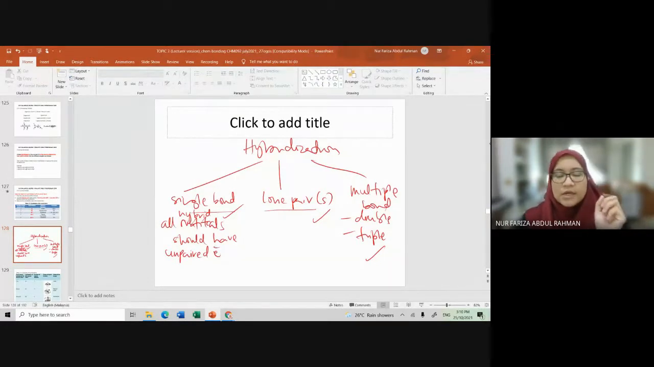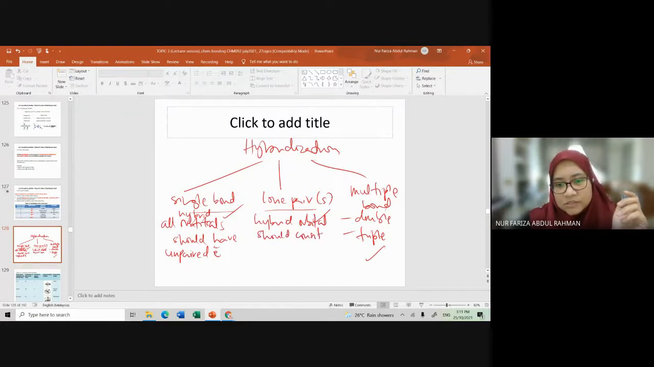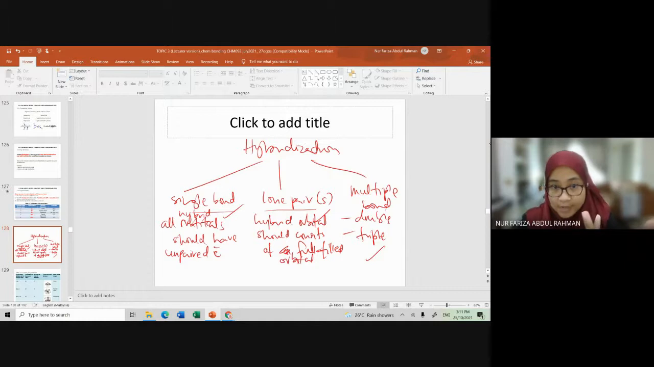And then for lone pair, we expect that the hybrid orbital should consist of a full-filled orbital, either one full-filled orbital or it can be more than one. So a full-filled orbital represents the lone pair.